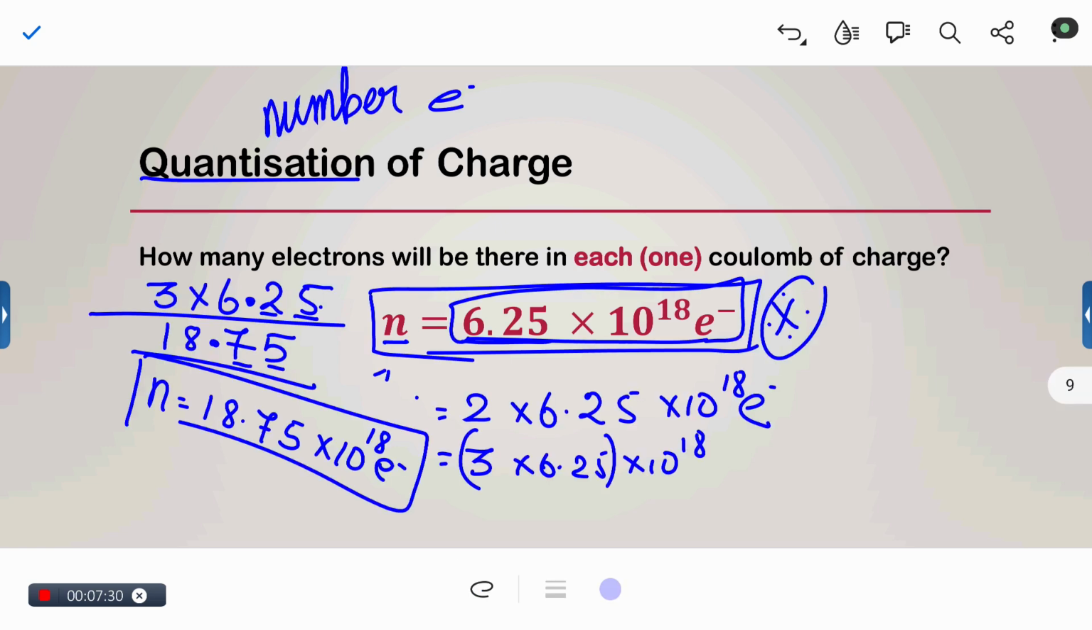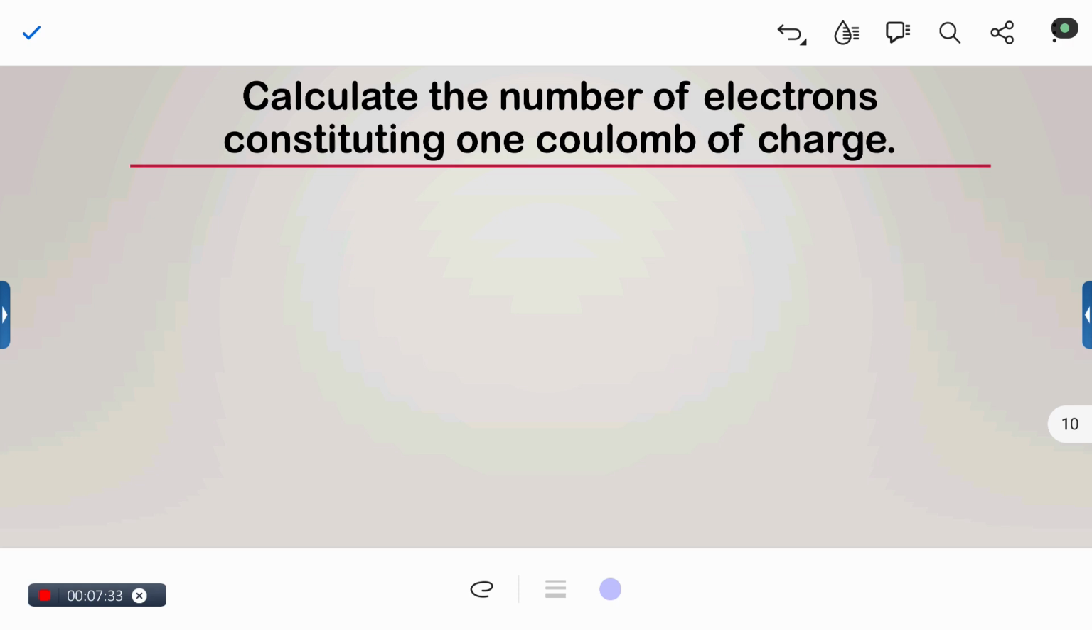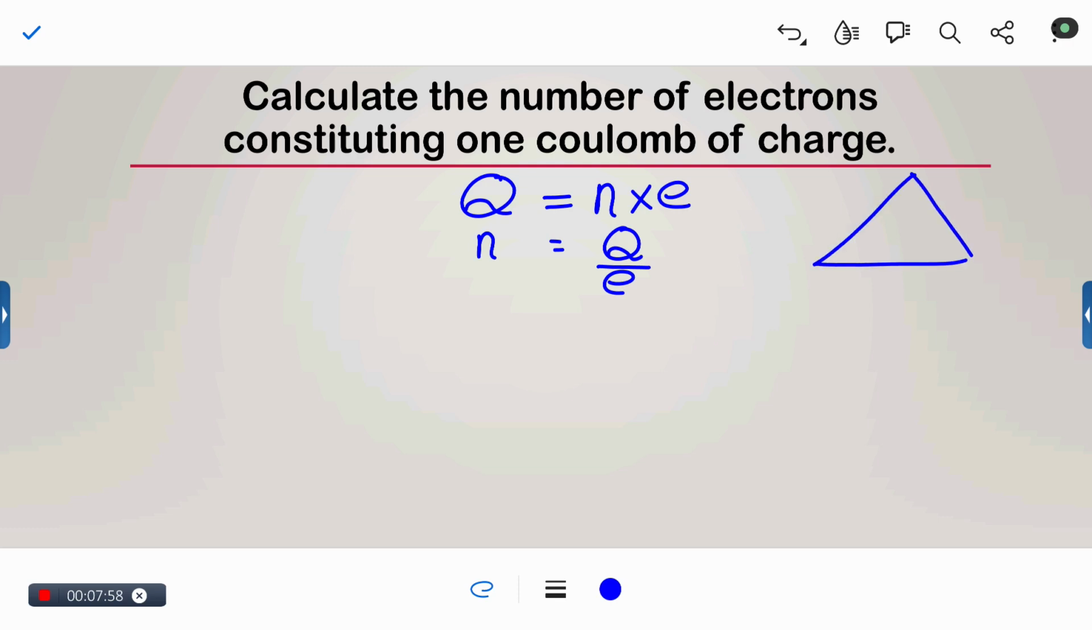So how did we get that value? We can calculate that one. The question is: calculate the number of electrons constituting 1 coulomb of charge. That means in 1 coulomb of charge, how many electrons are going to be there? By using the quantization of charge formula, Q is equal to N into E. Here we are going to find the N value only. So N is equal to Q by E. If you are having any confusion in rearranging the formula, remember it in the form of a triangle method. So Q, N, E. If they are beside each other, it states that it is multiplication. If one is above the other, it states that it is division.